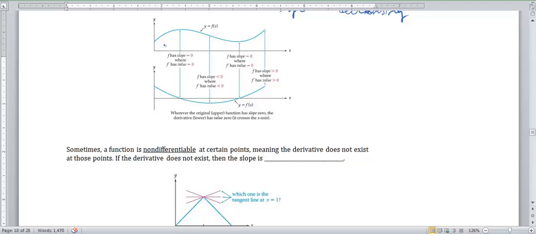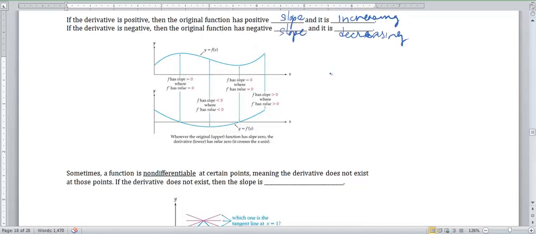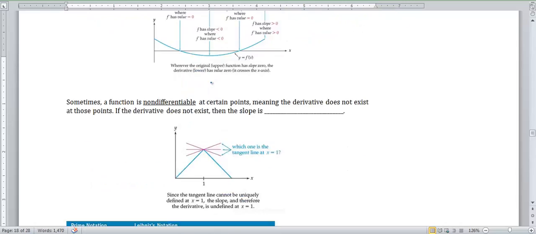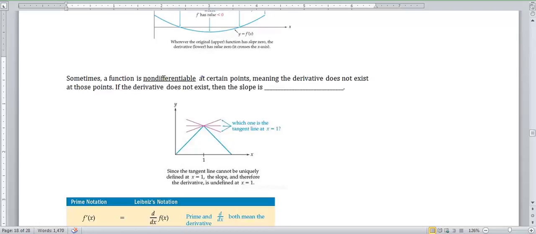So look at this function right here. This is the function itself, and this is the derivative. Notice here how the function is increasing, so the derivative is positive. The function here is decreasing, so the derivative is negative. This part is still decreasing, so it's still negative, and then right here, it becomes positive again. Okay, so these are the two points where it changes.